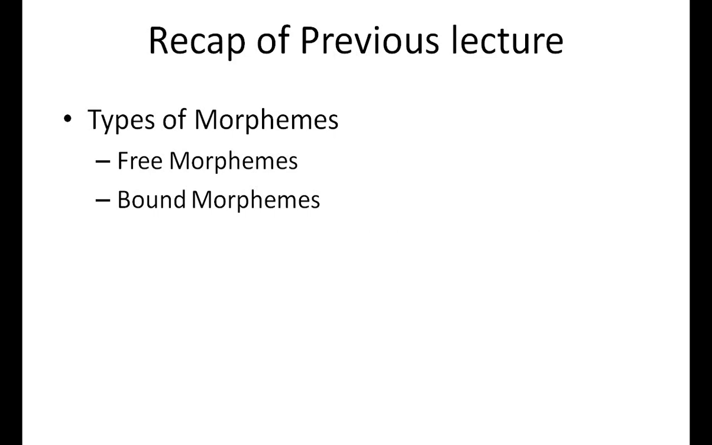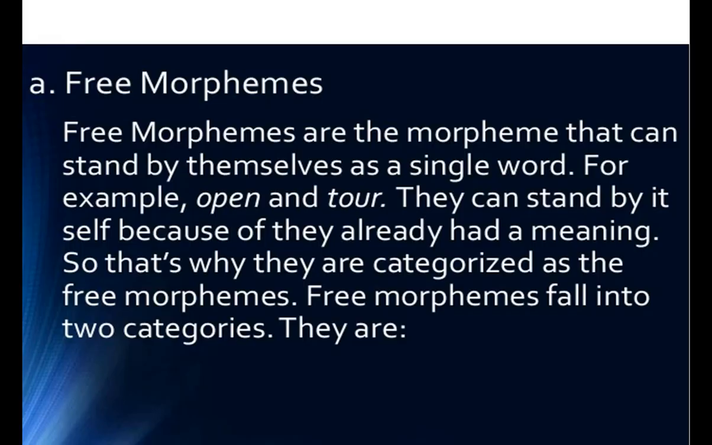For example, I have a word that is brick. Brick is a free morpheme. It can stand alone and it has a definite meaning. While if I say unbreakable, so un is un and then breakable. So here we have three morphemes: two bound morphemes and one free morpheme. Free is break, and un and able are the bound morphemes.